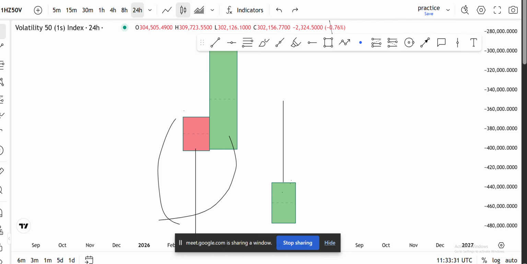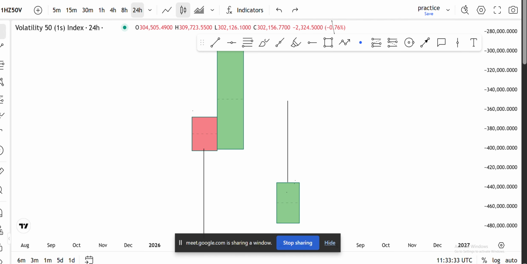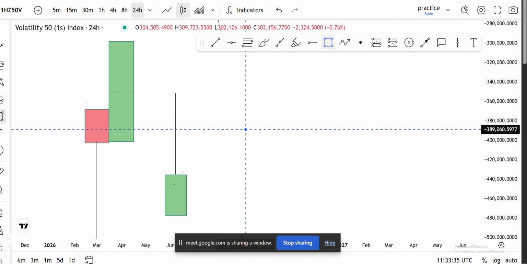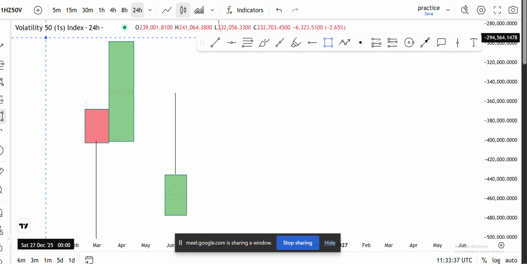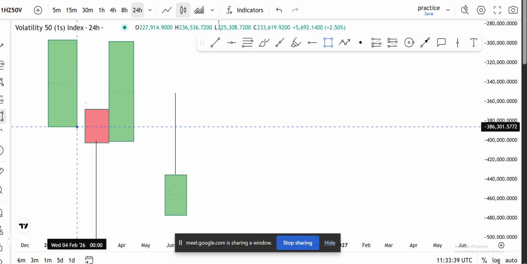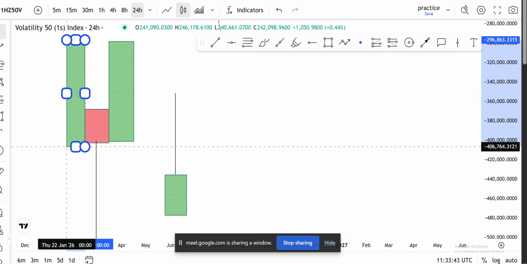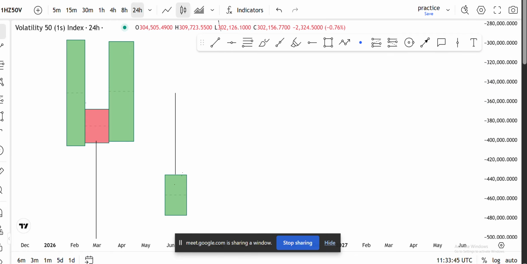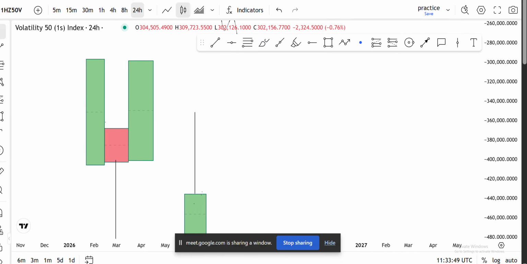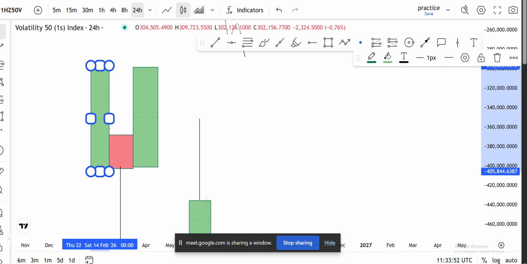So now, watch. Let me just finish this. Now, this candle is coming like this before. Understand? Let's assume that it's coming like this. Okay, so this should be.